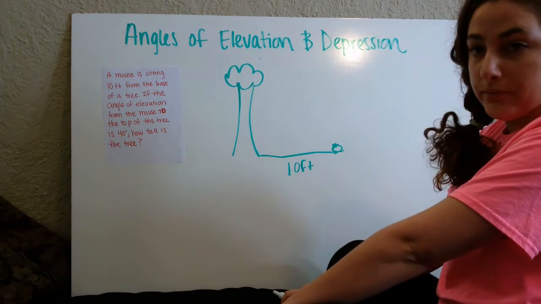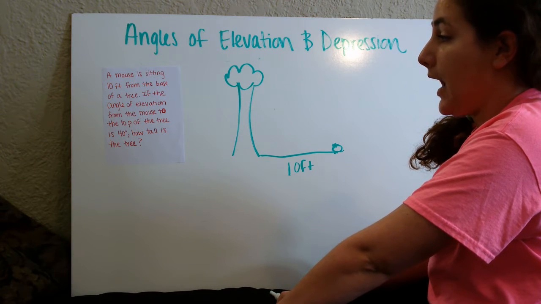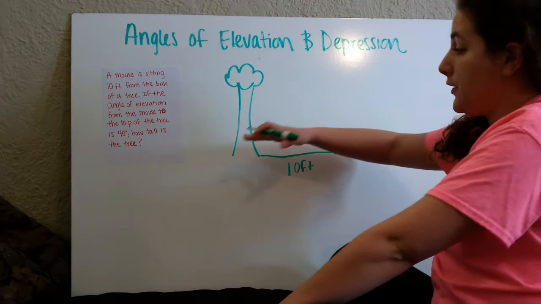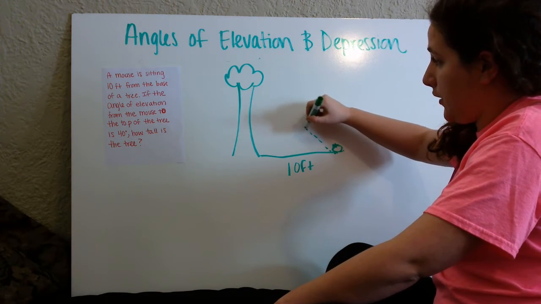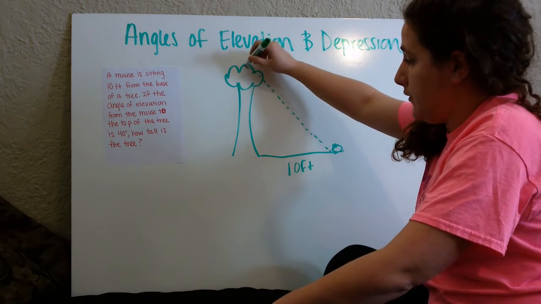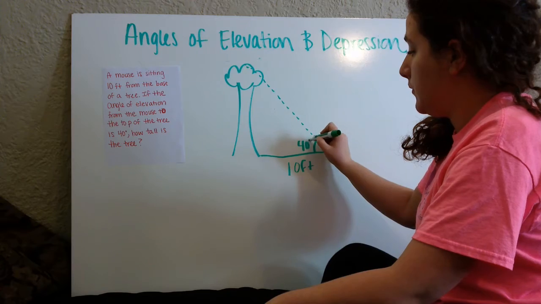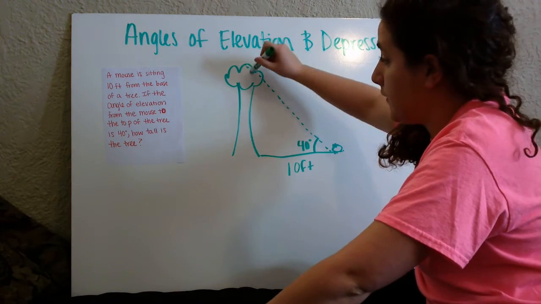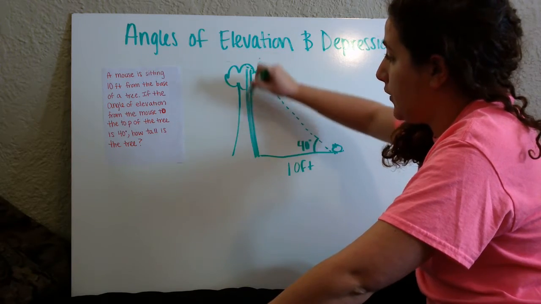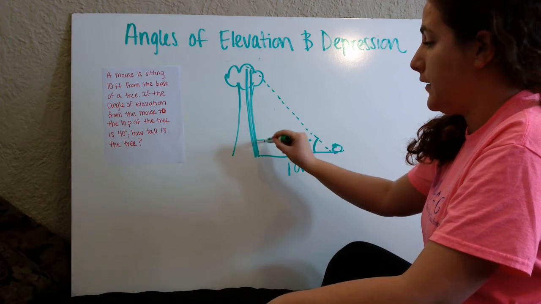It says the angle of elevation from the mouse to the top of the tree is 40 degrees. So here's the mouse looking forward, and then that angle of elevation is going to go up to the top of that tree. So this angle is 40 degrees. We want to find out how tall the tree is. Notice whenever you draw your angle of elevation that it creates a right triangle. This is a right angle.